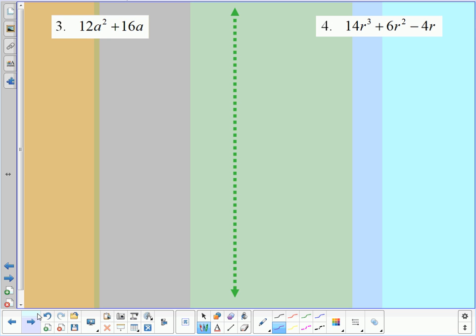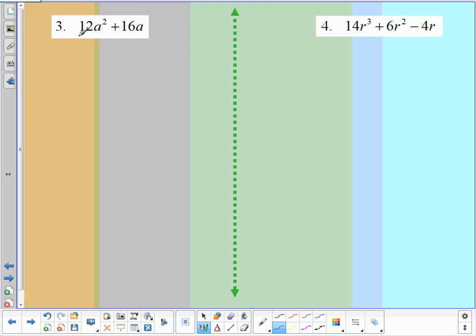In number 3, we have the polynomial 12a squared plus 16a. So the first thing I'm going to do is look at the 12 and the 16. Those are my two coefficients. And think of the largest number that can go into both 12 and 16. My largest number there is 4.